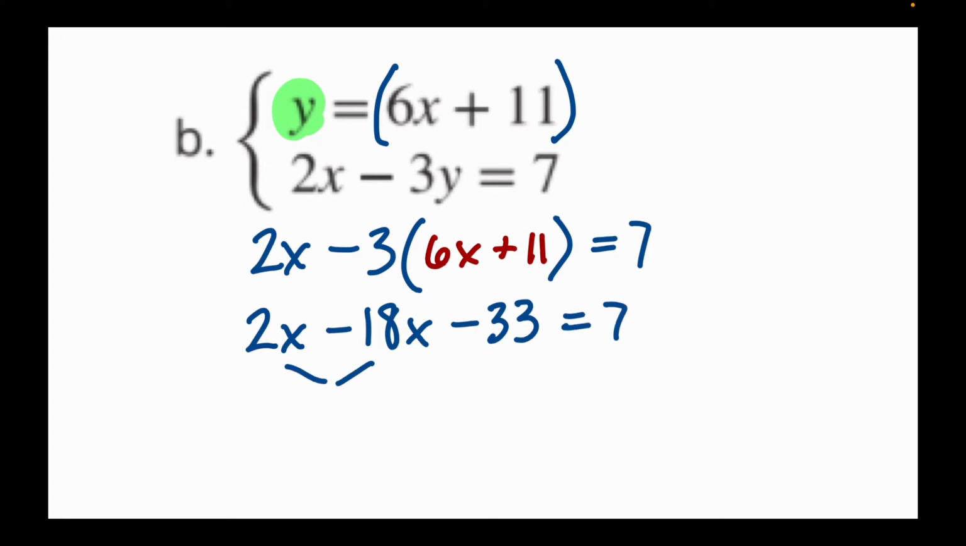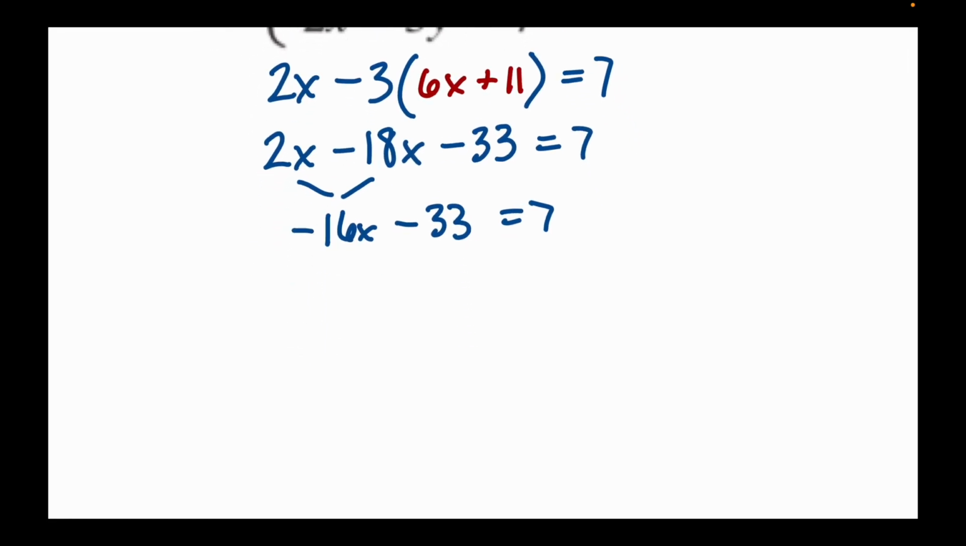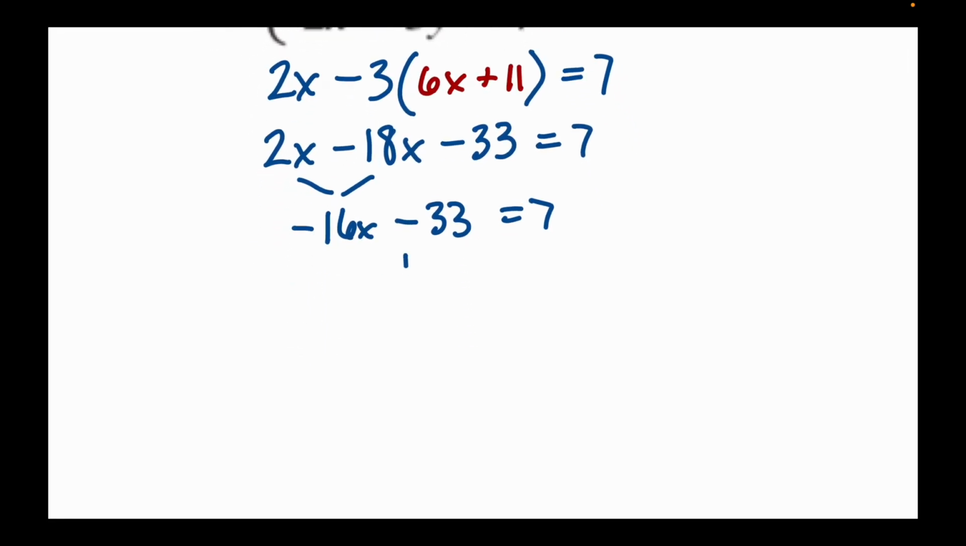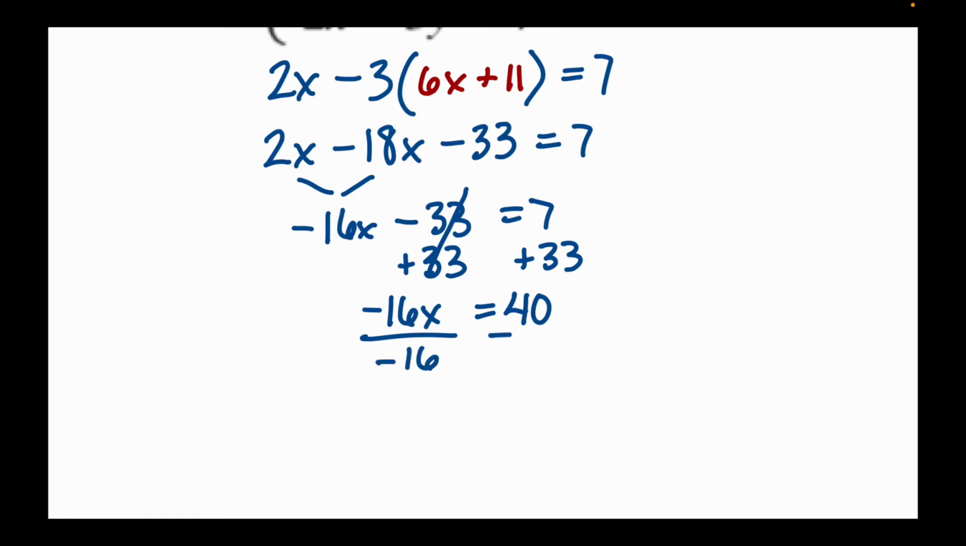Let's combine our like terms here. We'll get negative 16x minus 33 equals 7. We'll add 33 to both sides. So that will leave us with negative 16x, and then on the right-hand side, we're going to have 40. And then we do still have one last step, which is to divide both sides by negative 16.